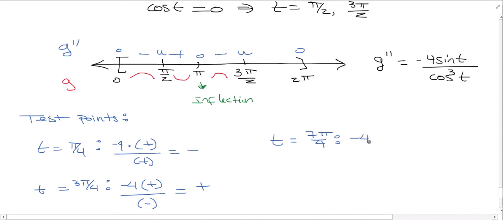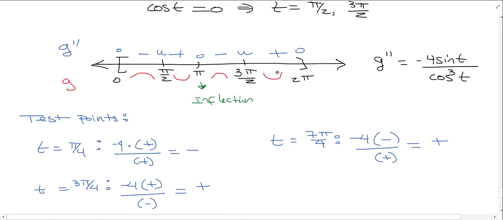And so you're going to have -4 times sine of 7 pi over 4. This is in the fourth quadrant, so sine there is negative, divided by cosine of pi over 4. In the fourth quadrant, cosine is positive. So you're going to have positive to the third power, remains positive, negative times a negative is positive. So it's positive there, which means the function is concave up.